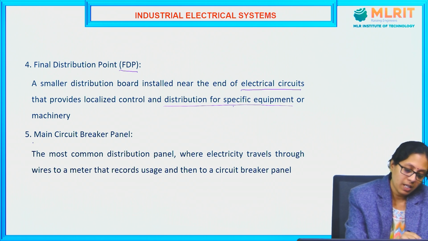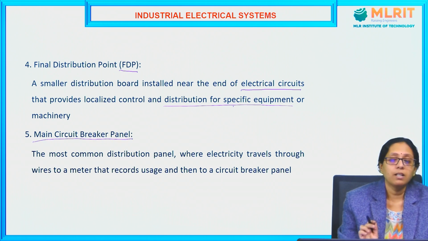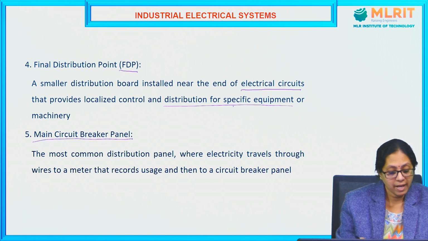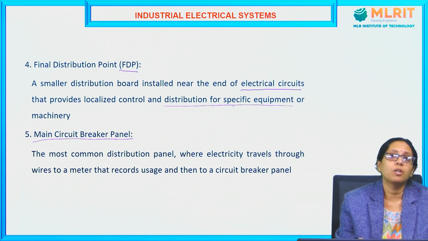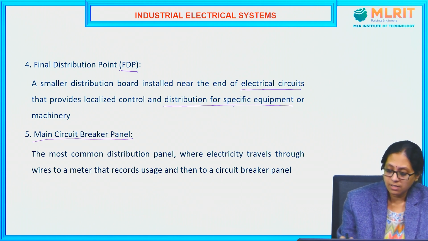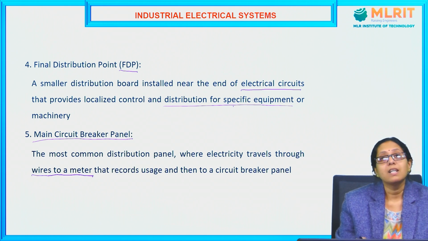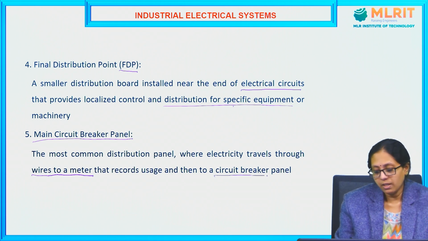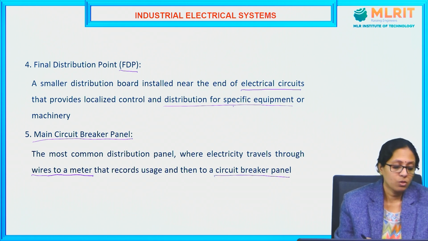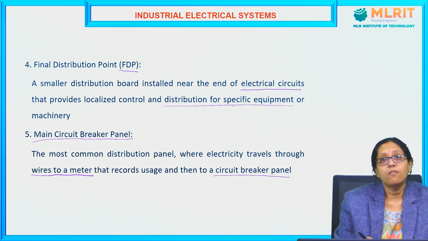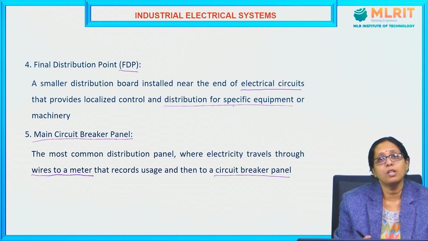Next one is the main circuit breaker panel. The most common distribution panel, where electricity travels through wires to a meter that records usage and then to a circuit breaker panel. So, here we can see five different types of distribution panels or distribution boards.